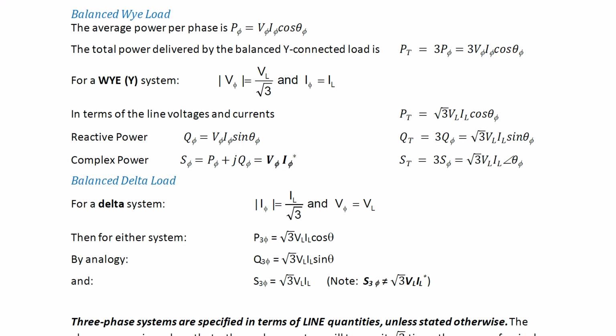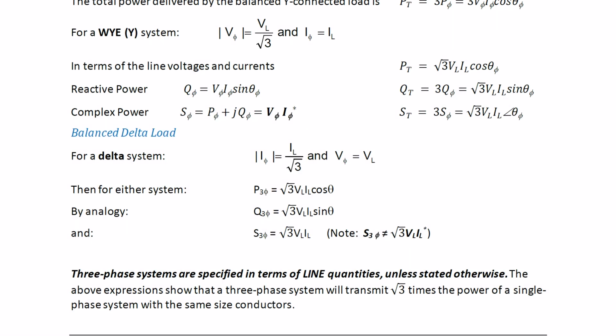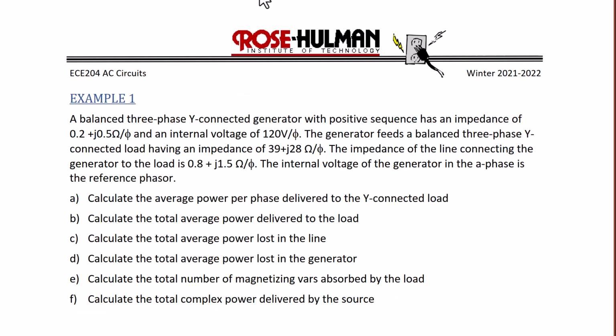Do not mix it up with the complex power that we use for AC circuits when they're not a balanced three-phase system. Note that three-phase systems are specified in terms of line quantities unless stated otherwise, and we already said all values are RMS unless stated otherwise. And the above expressions show that a three-phase system would transmit square root of 3 times the power of a single-phase system with the same size inductors. So we will now spend the rest of this lecture working three-phase power examples.